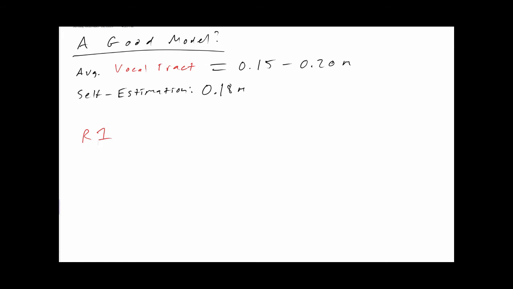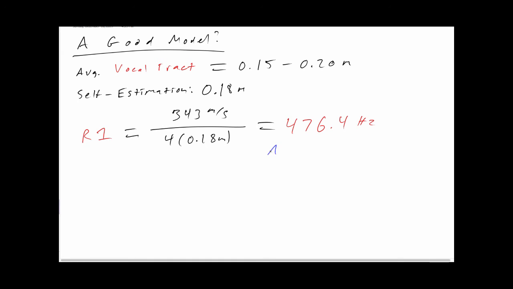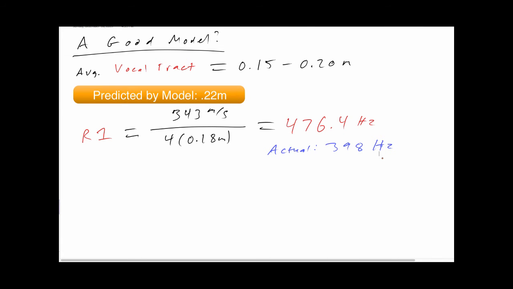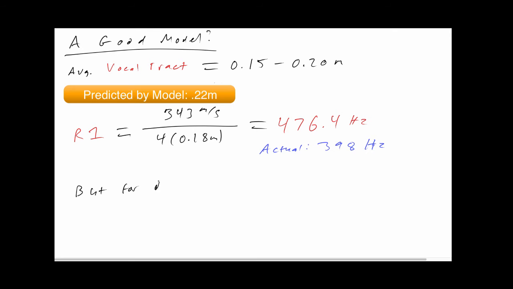Calculating the fundamental resonance predicted by the model from the speed of sound and my estimation gives us a fundamental resonance of about 476 Hz. The actual value is about 398 Hz. Not bad at all, considering that I very well might have underestimated the length of my vocal tract. The model would predict I have a very large vocal tract of about 22 centimeters. However, the model is far from perfect. It compares much less well for different vowels than the one I sang in this video.